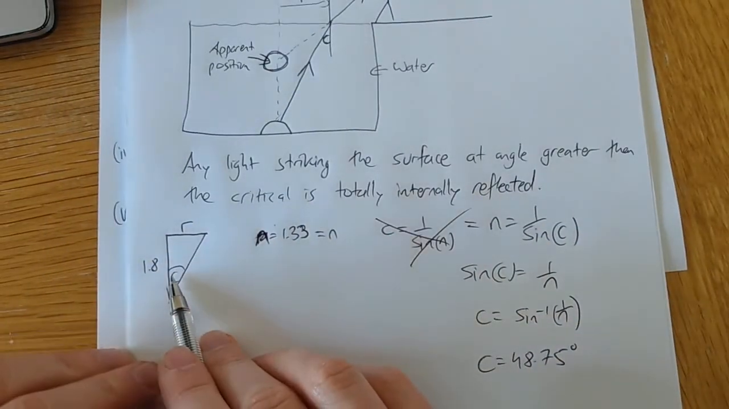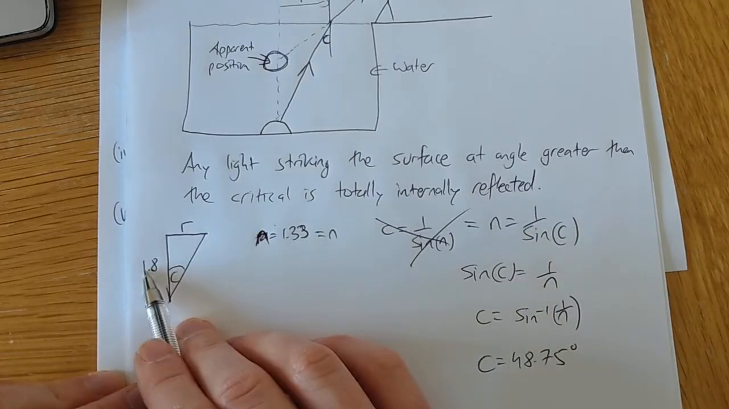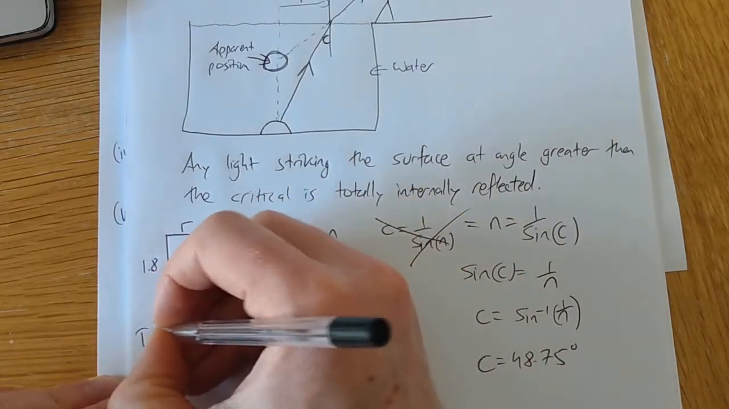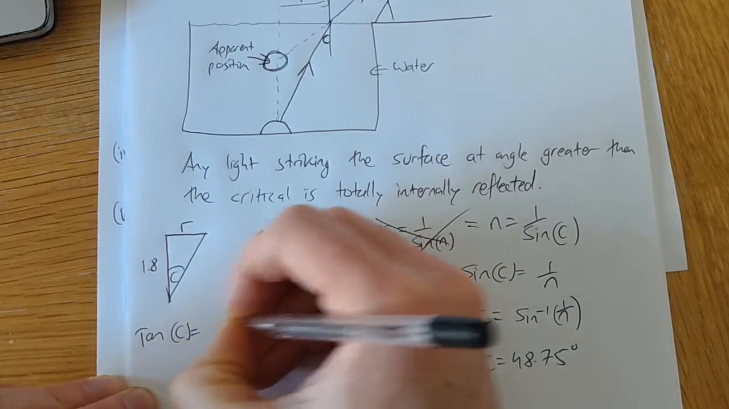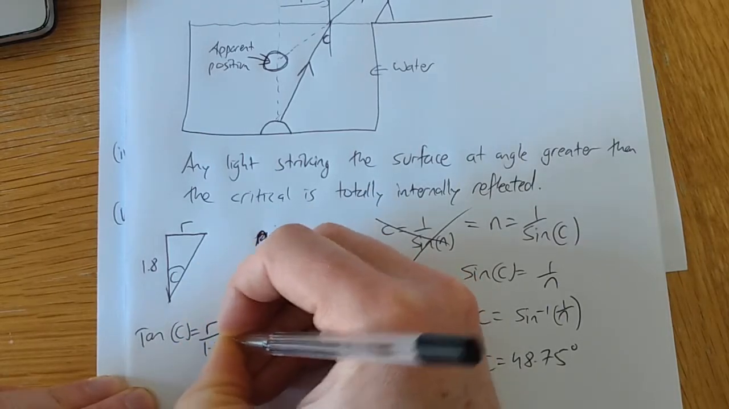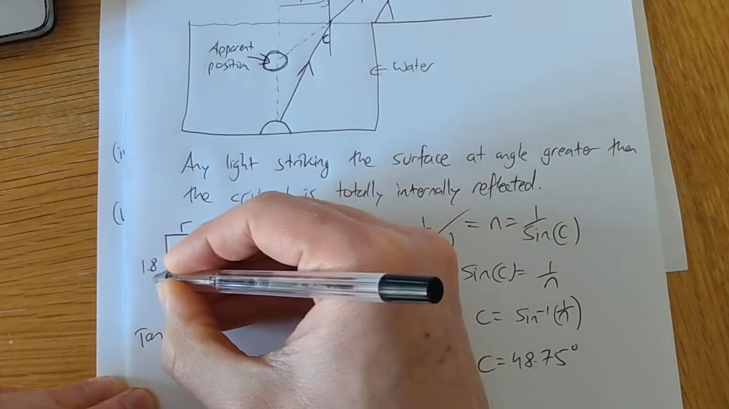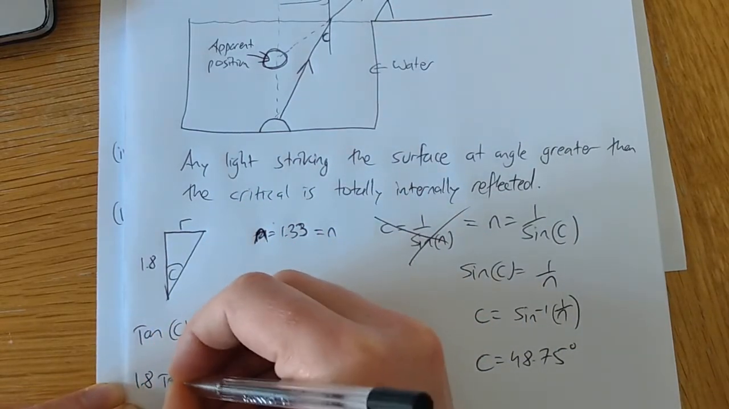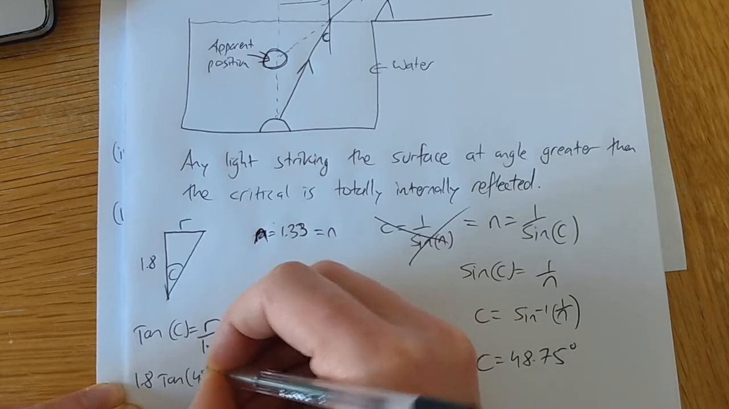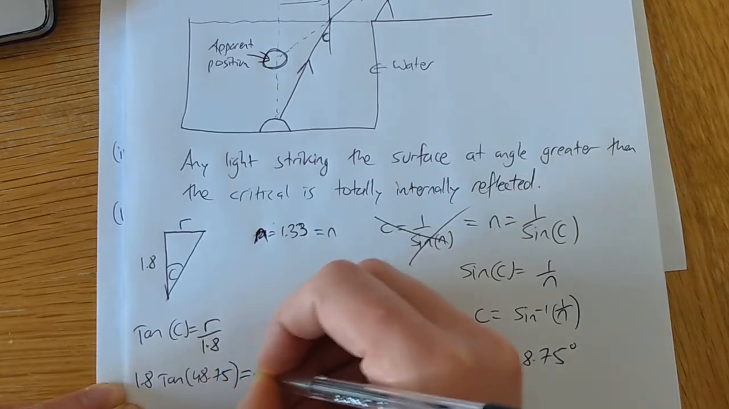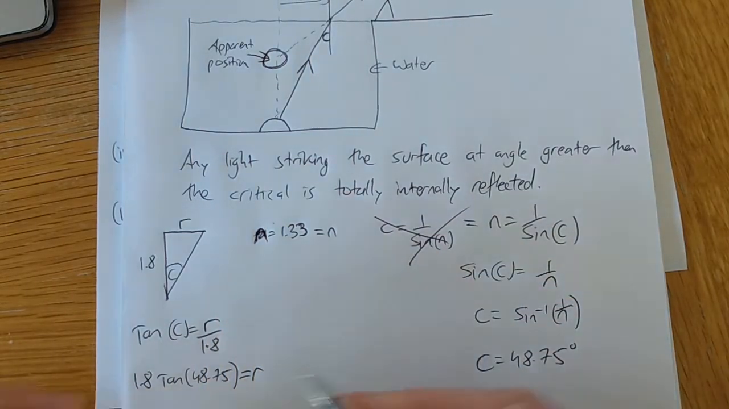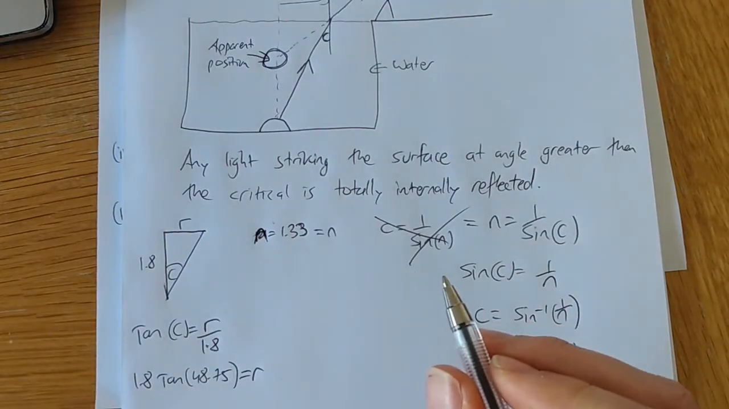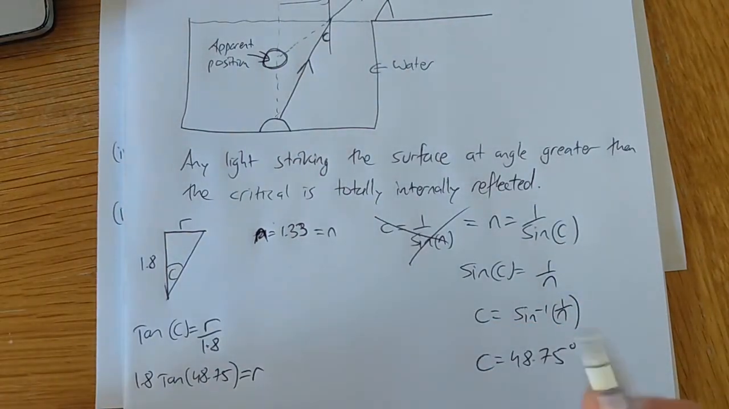So it's tan, isn't it? Tan is opposite over adjacent. So I know that the tan of the critical angle is the radius divided by 1.8, the opposite divided by the adjacent. So that means 1.8 times the tan of the critical angle, which I know is 48.75 degrees, is going to give me my radius. Once I know my radius, I can do what I'm looking for, the area, which is pi r squared.